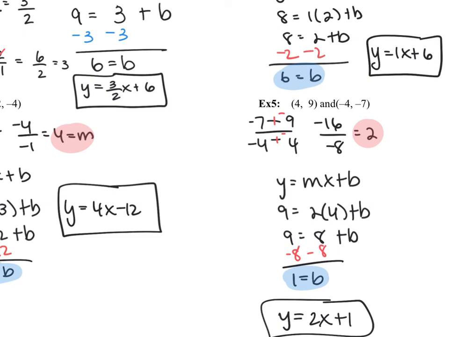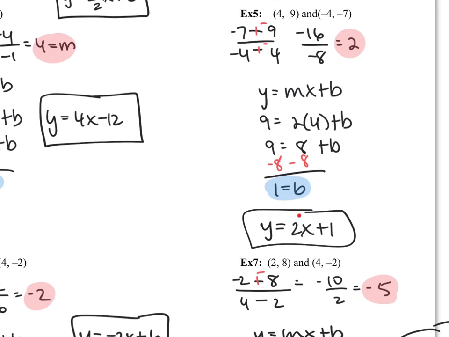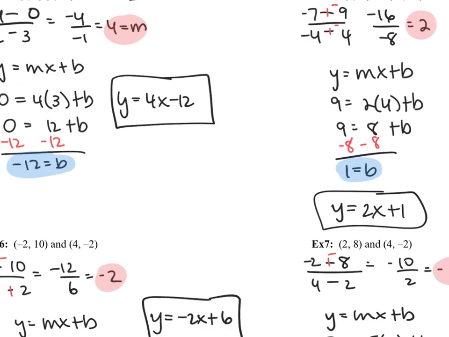For my x and y value, I went with the first ordered pair since it was all positive as opposed to the negative numbers, which means I replaced y with 9, my slope was replaced with 2, and my x was replaced with 4. 2 times 4 was 8, and then to solve for b, I subtracted 8 from both sides, getting a y-intercept of 1, but don't forget that your final equation, or your final answer, is the equation, y equals 2x plus 1.